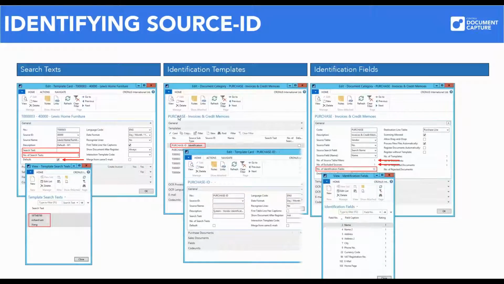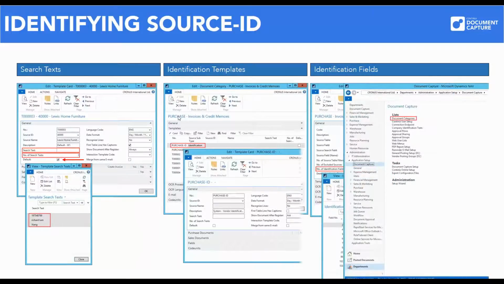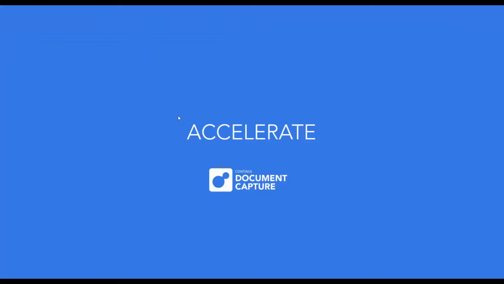To control the selection of the source ID, we can adjust various parameters such as filters, source exclusions, and the field default template. The menu item for adjusting source identification in Document Capture is located under Departments, Administration, Application Setup, Document Capture, Document Categories. Let's take a look at the template.